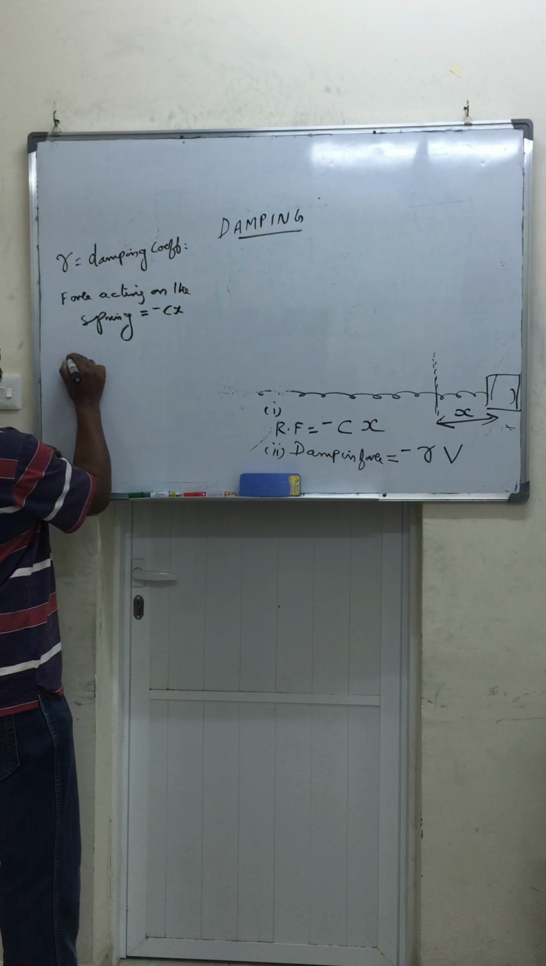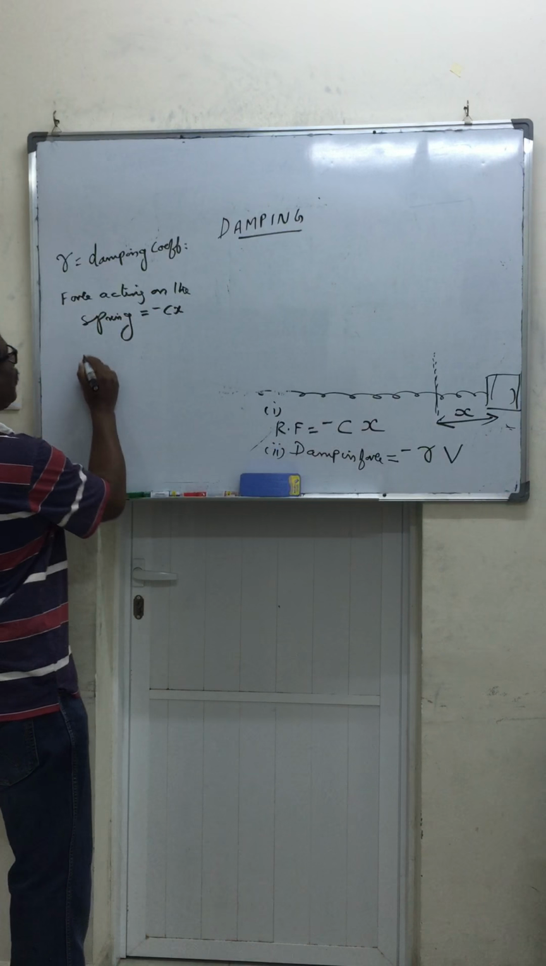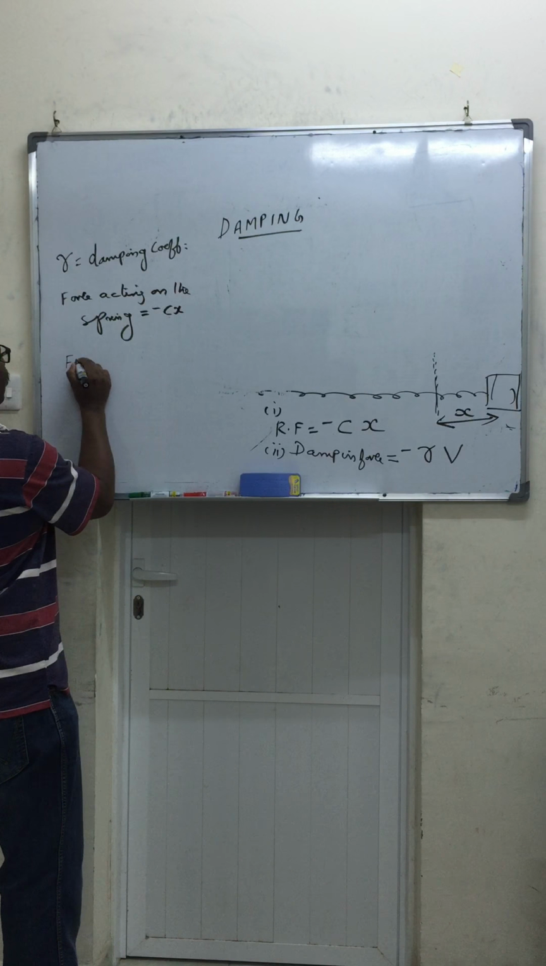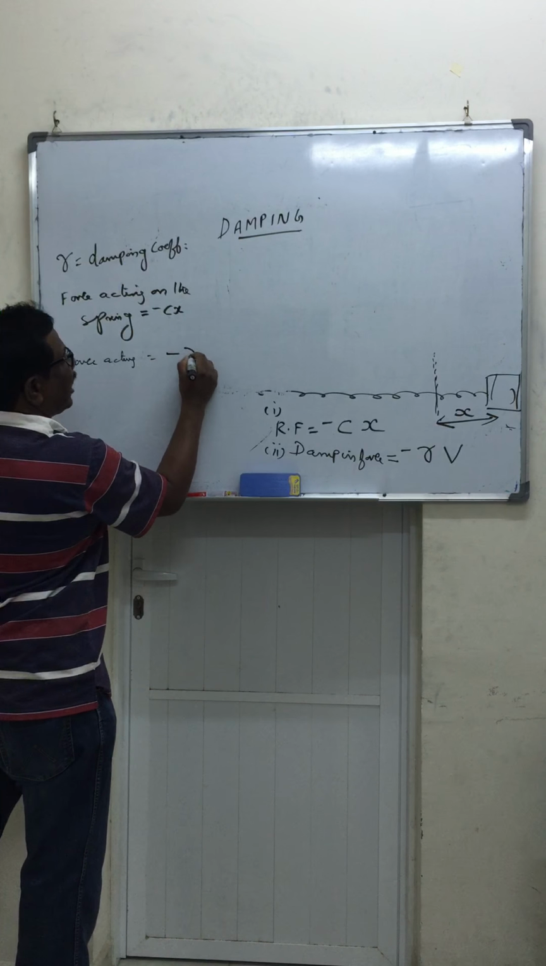And another one again. Force acting on the spring. One is minus Cx, which is called what? Restoring force. One more force is that. What is that? Force acting equals minus gamma V.